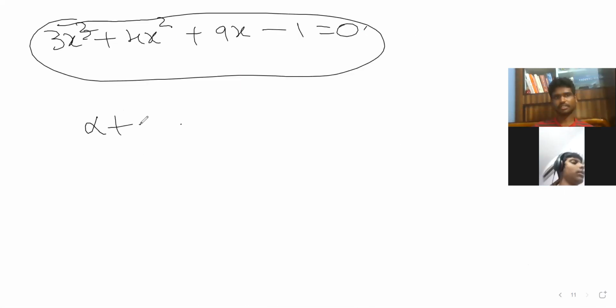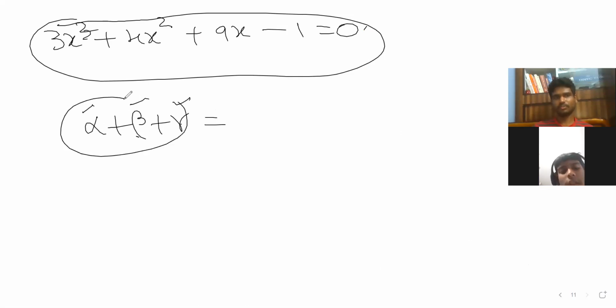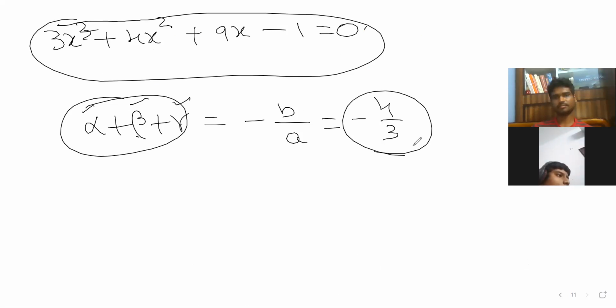So if I ask what is alpha plus beta plus gamma over here, you don't know what is alpha. You don't know what is beta. You don't know what is gamma, right? So here we will use the trick. When you know the equation, for finding this, it is minus b by a, equals minus 4 by 3. So I know the equation and I know the constants, everything. I'll use this formula. This formula is very great. It's very easy.